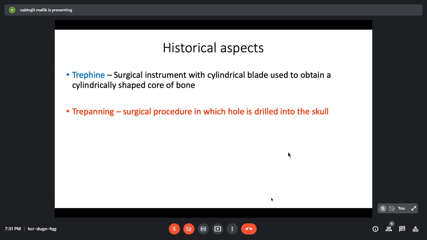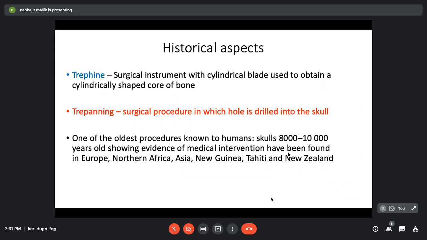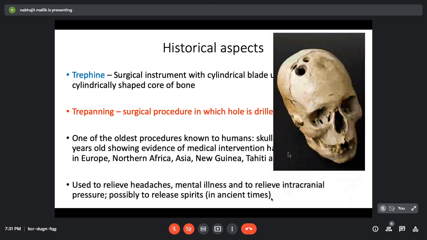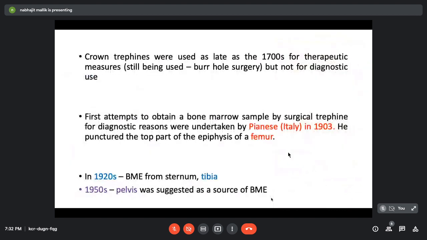In this procedure, a hole is drilled into the skull. It is one of the oldest procedures known to humans, the evidence of medical intervention, and they have been found in various parts of the world. And it was used to relieve headaches, mental illness, and to relieve intracranial pressure. In older times, most probably also to release spirits. Here is a very ancient skull from New Guinea, which shows these trephine holes in the skull. So the crown trephines were used as late as the 1700s for therapeutic measures, and they're still being used in burr hole surgery, but not for diagnostic use.